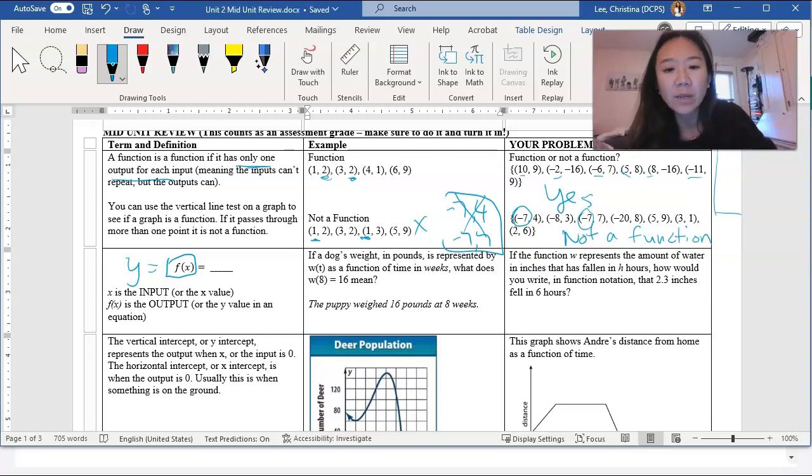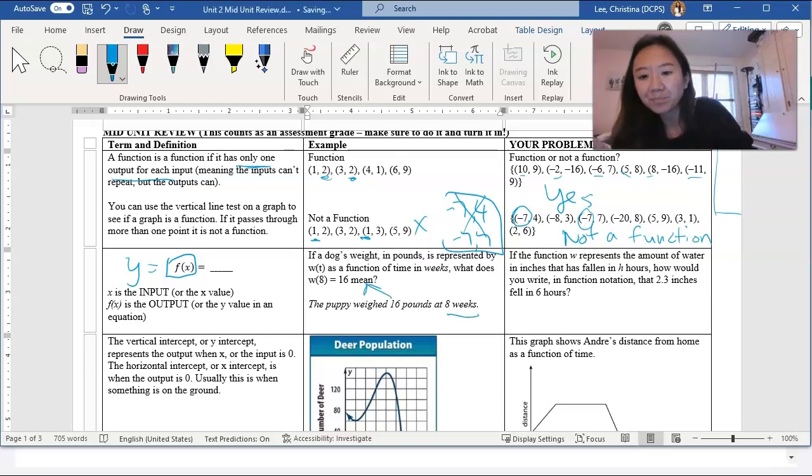So if a dog's weight in pounds is represented by W of t as a function of time in weeks, what does W of 8 equals 16 mean? A function of time means that the input is time. So at 8 weeks, the puppy weighs 16 pounds.